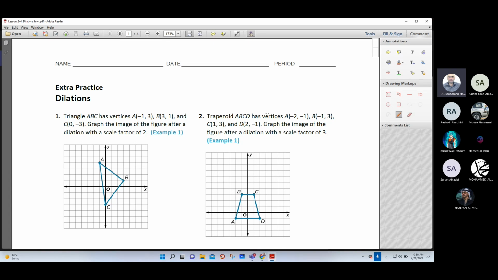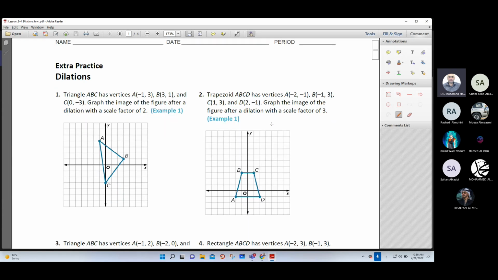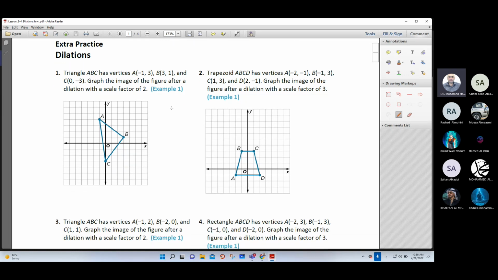Math grade 8. We are in module 8, lesson 4, Dilations, the last lesson in this chapter. Today we want to continue our work in this lesson. We have extra practice. As you remember, in the previous lesson we solved exercise number 1. Now we want to start from exercise number 2.